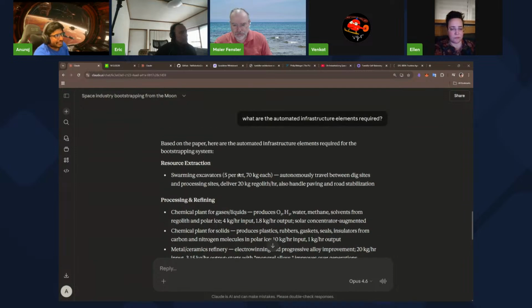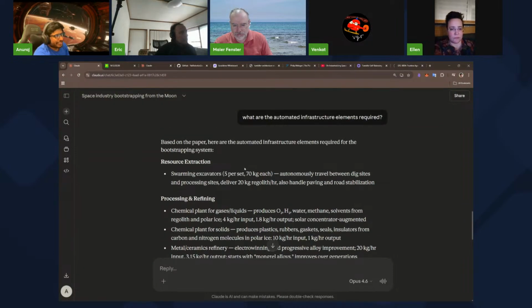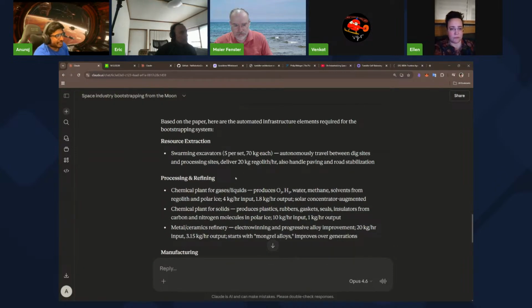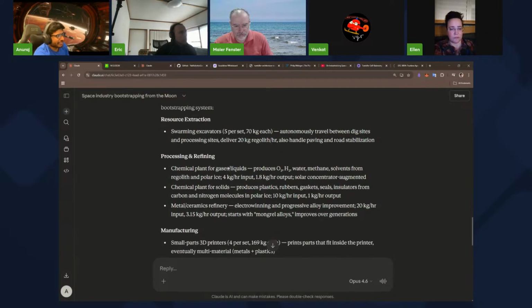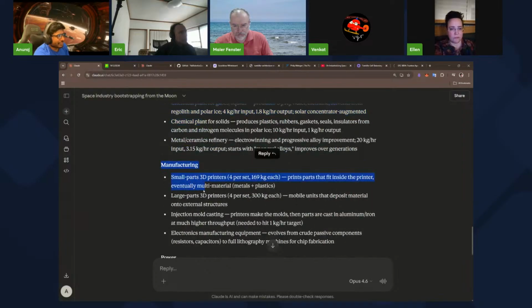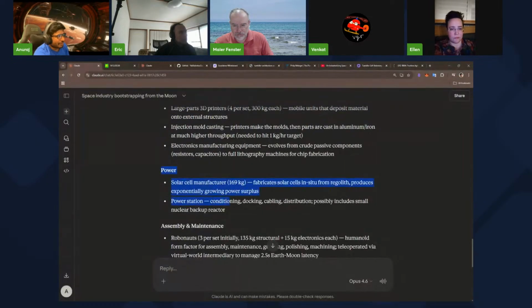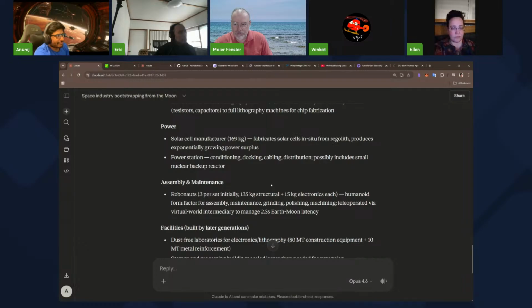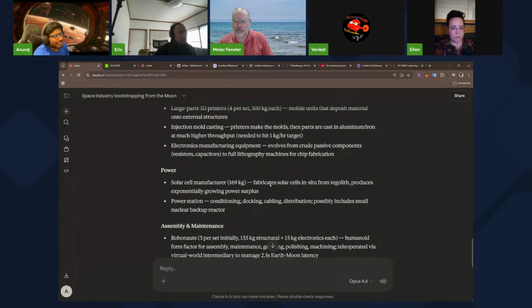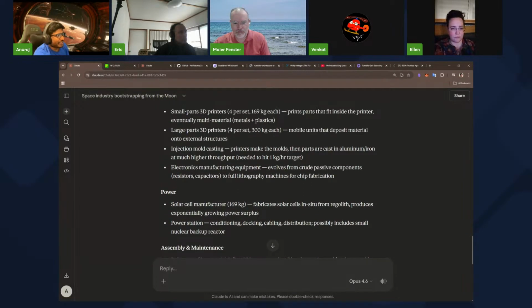Yeah, I was just asking Claude what the automated infrastructure elements are in the paper. So it gave me all these basic classifications. Basically, a chemical plant, a manufacturing plant, a power plant, and then robots to do all this stuff. That's why I wanted to add my 3D printer to the network.